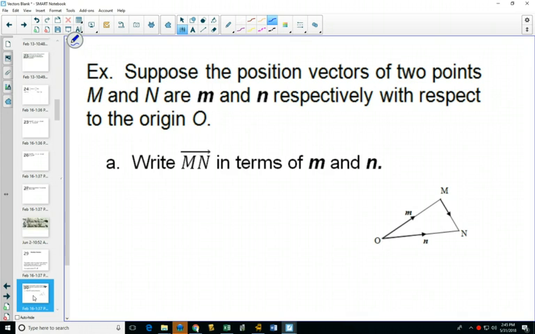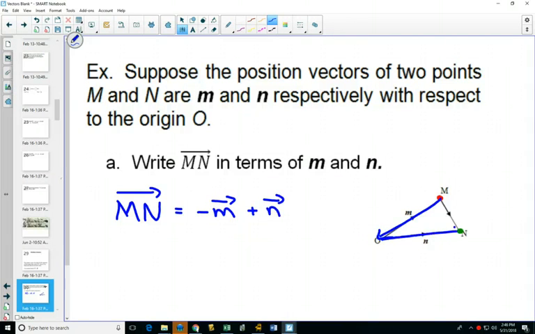So we want to start here, end here. But you're only allowed to travel along the m's and the n's. So does this make sense as a way to get there? You want to go minus m first, and then you would need to go plus n next. And that would do the same thing as going from M to N.